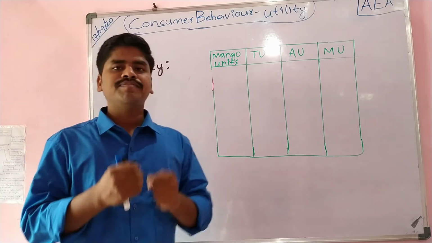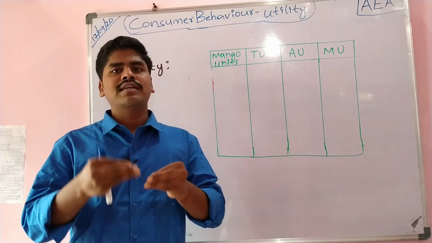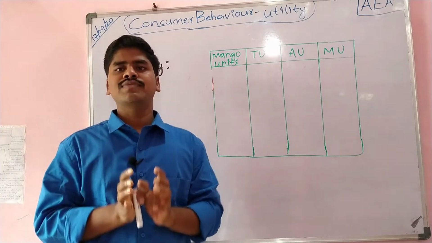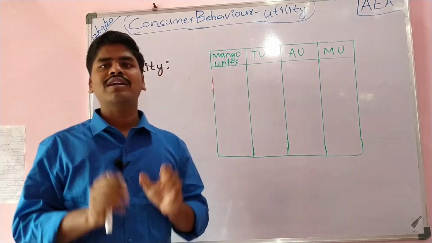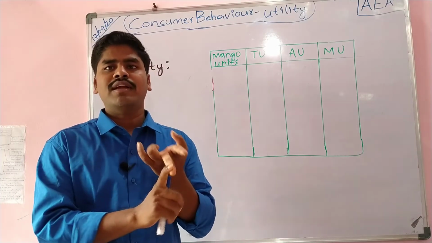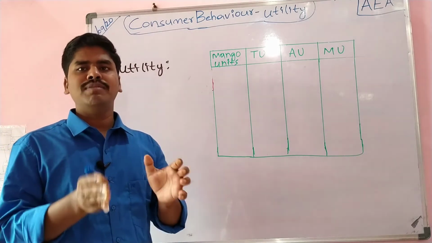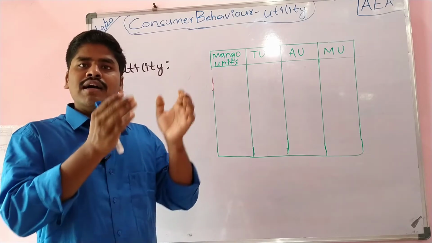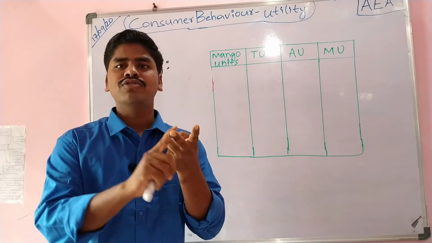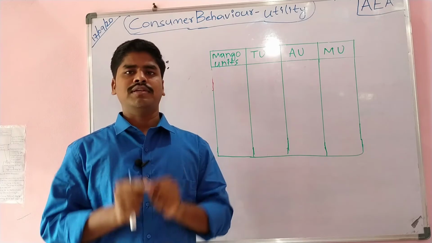In the Cardinal Utility, whatever consumption of goods and services there is, we can measure it in numbers, right? There are two theories which depend on Cardinal Utility. What are those theories? They are the law of diminishing marginal utility and the law of equimarginal utility, right? Before going to the law of diminishing marginal utility, there are three major utilities in Cardinal Utility: total utility, average utility and marginal utility. So let's discuss what total utility is.